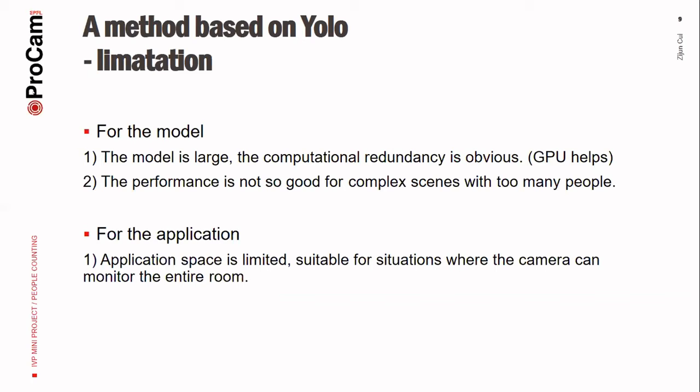I also tested the model on some other videos, and I found that the shadow and the crowd density can affect its performance. Apart from this, I was also thinking about the real-life scenarios to which it applies. It's apparently mainly applicable for some situations, like when the camera can monitor the entire room. This lets me think of another form of people counting.